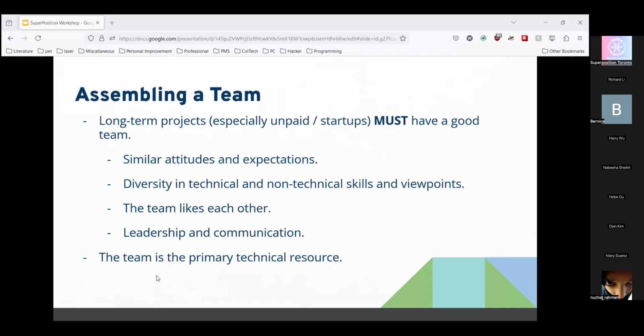So, diversity in technical and non-technical skills, as well as viewpoints. Having this is not strictly necessary, but having a diversity of skills in your team gives you access to technologies and information that you would not have otherwise. If you have a team of 10 people, but they're all only good at writing software, and you want to make a handheld device, having more people doesn't benefit you.